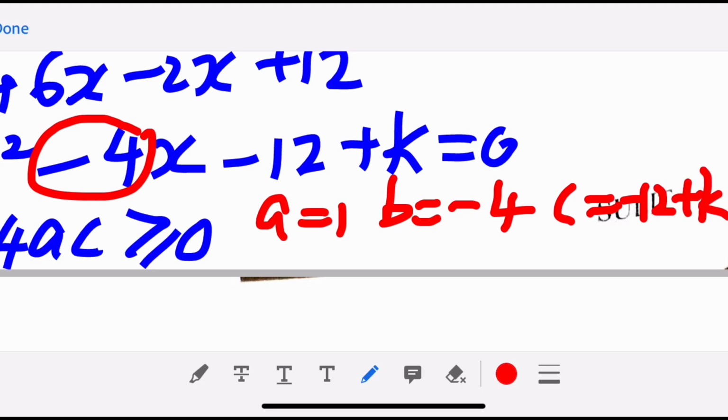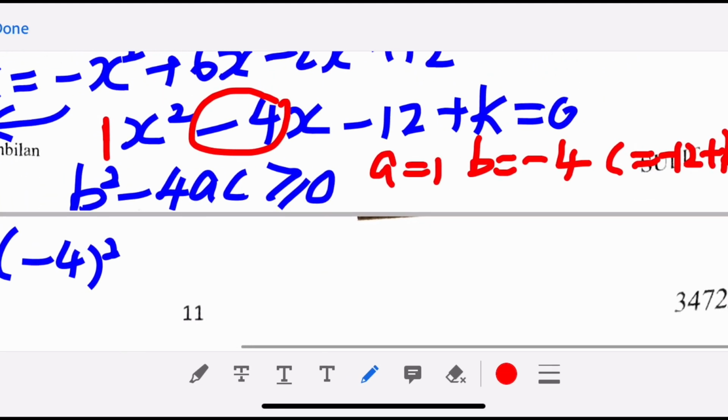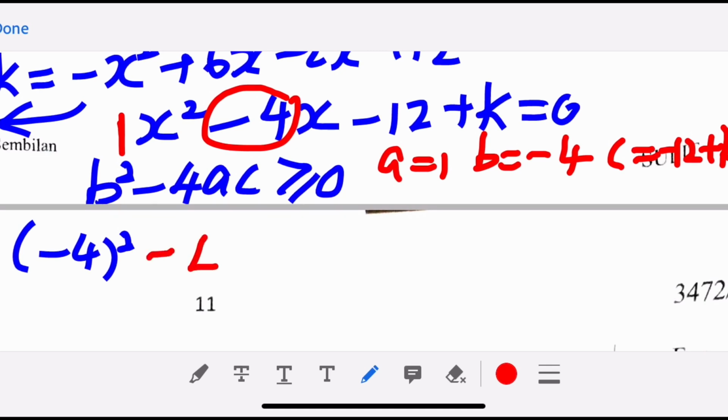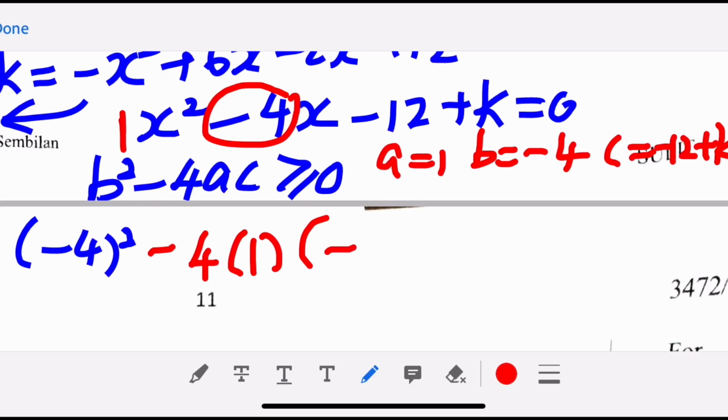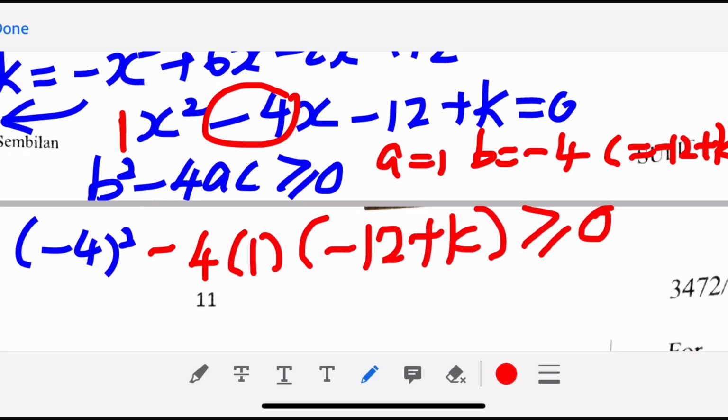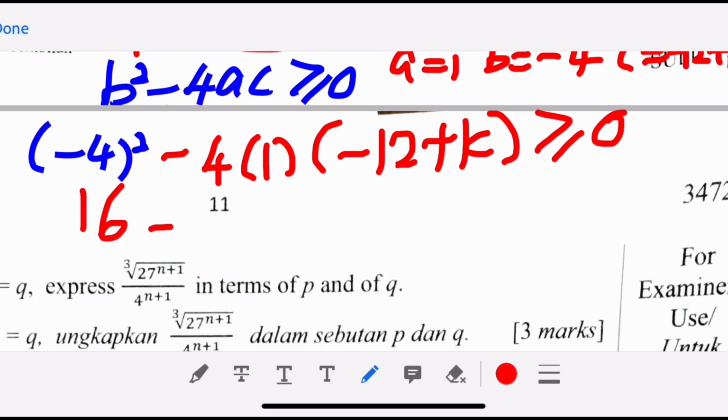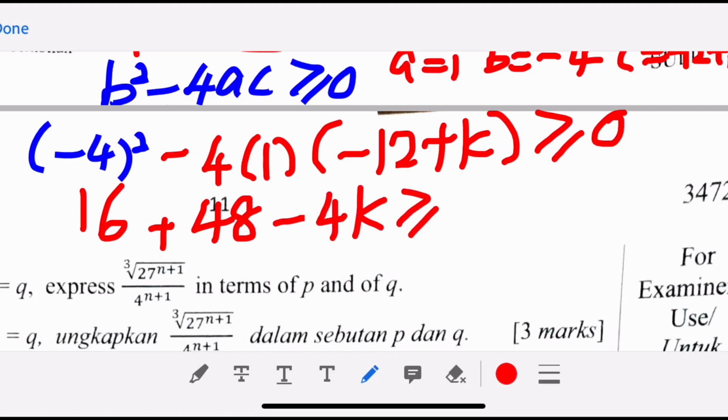Now we need to substitute all the a, b, c into the discriminant, and then we need to solve it carefully so that we can get the range of the values of k. So negative 4 squared, okay, is b squared, minus 4 times 1, 1 is a, c is negative 12 plus k, more than or equal to 0. So we have negative 4 squared is 16. Negative 4 times negative 12 is 48. Negative 4 times k is negative 4k, more than or equal to 0.